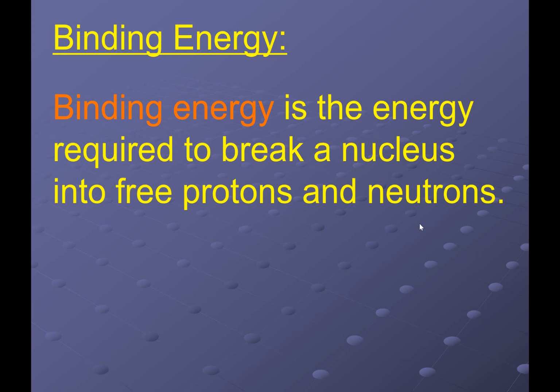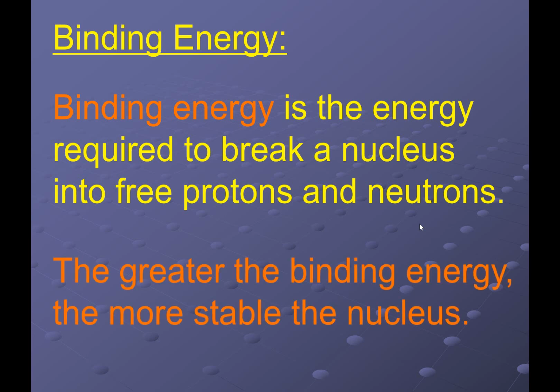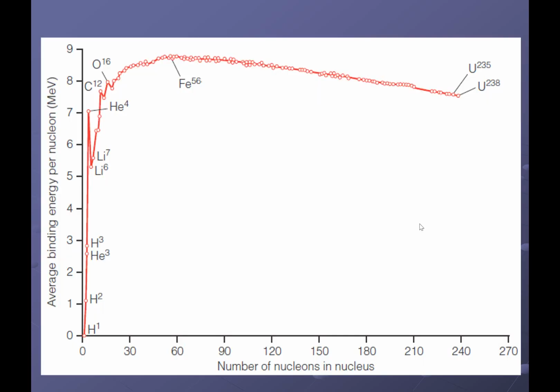We need to convert that energy back into that missing mass for our protons and neutrons. It's that energy I can harness for our chemical energy. The greater the binding energy, the more stable the nucleus. Remember, the lower the energy, the less can go wrong.